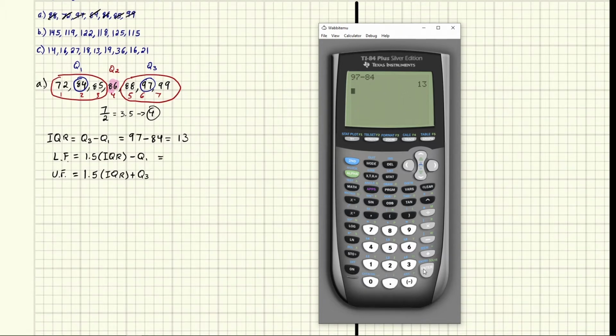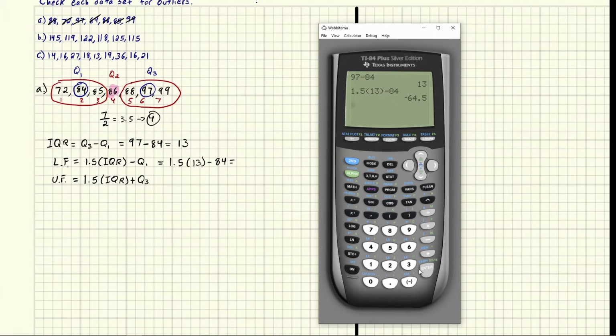If we plug in, we get 1.5 times the interquartile range, which we found to be 13, minus the first quartile, which we have is 84. We're going to get the lower bound, the lower fence. 1.5 times 13 minus 84. We get negative 64.5. It's okay to have negative values. We don't have any values that are even close to this, so we don't have any lower outliers.